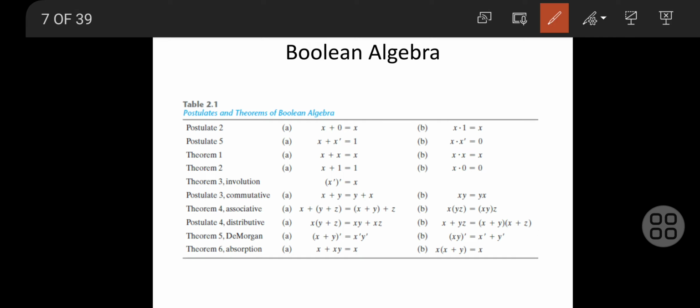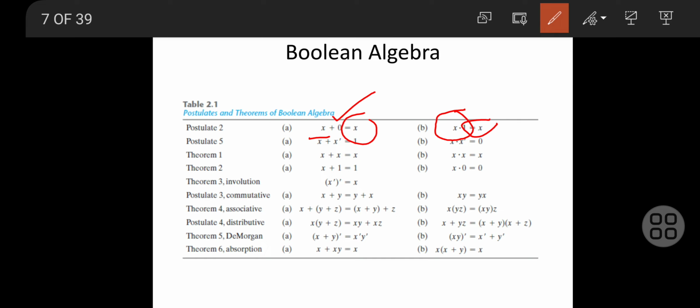So we have a theorem: x plus 0 is equal to x. That means if you add 0 to any variable, you end up with the same variable x. And if you multiply any variable by 1, it will end up with the same variable.